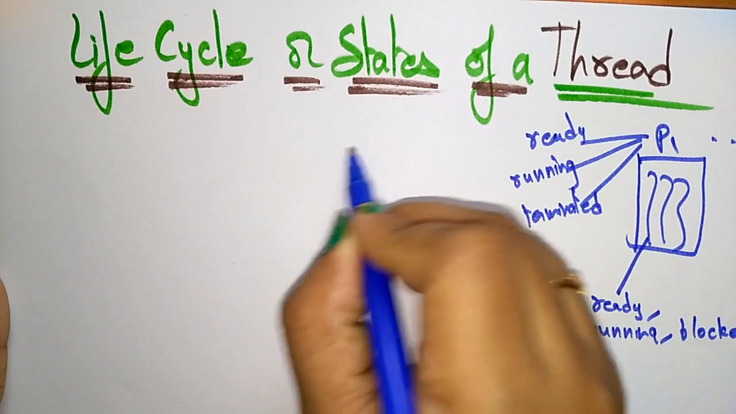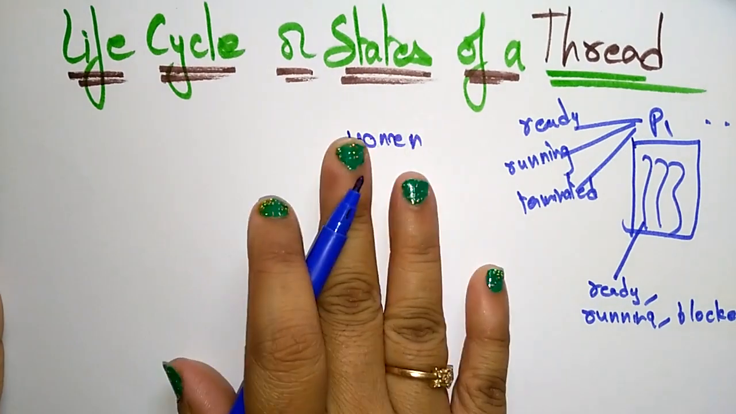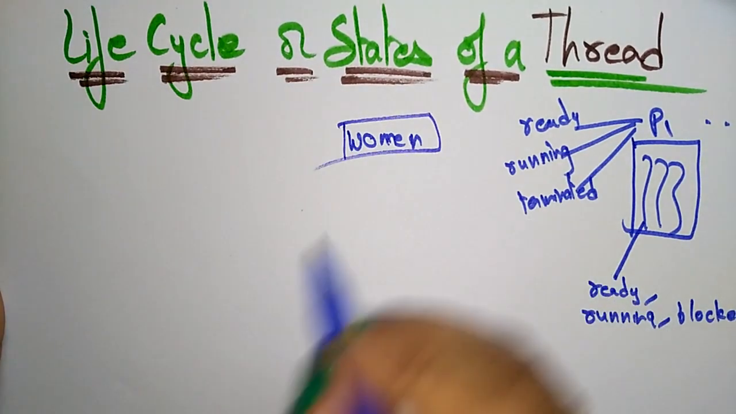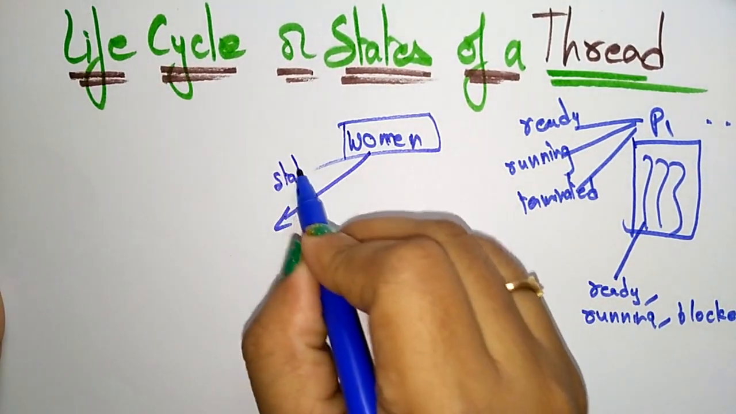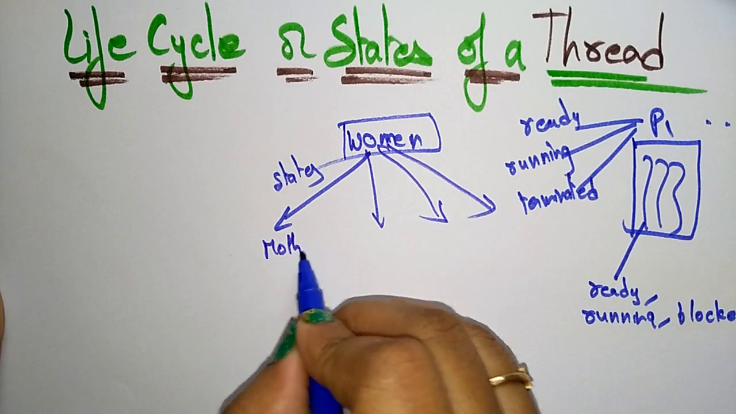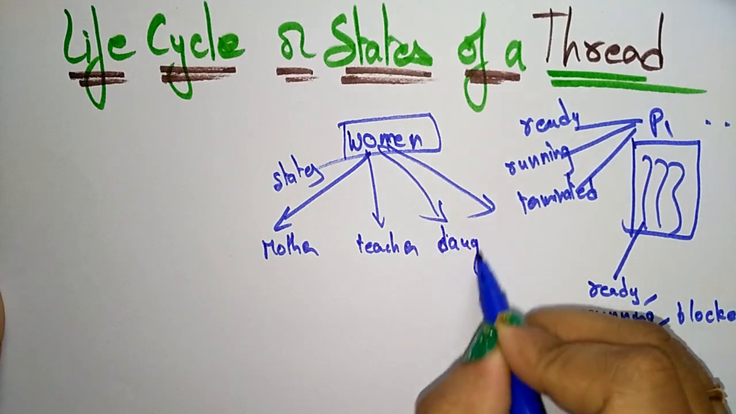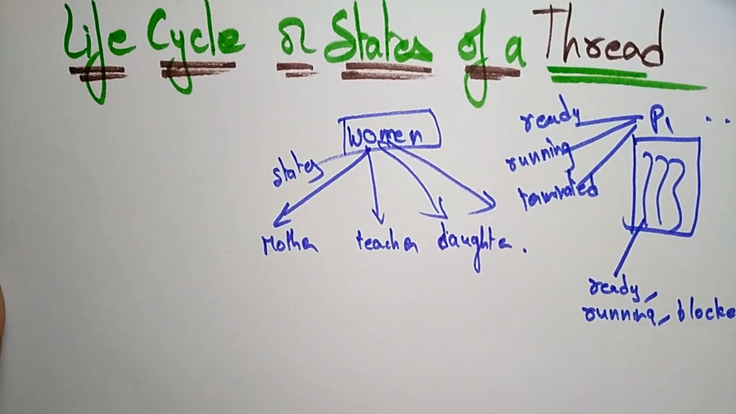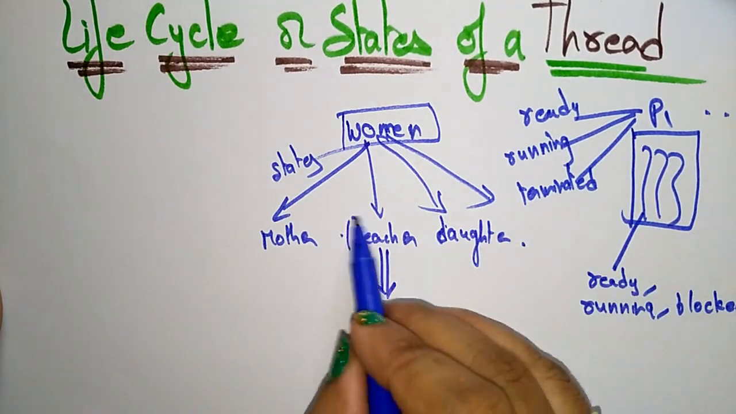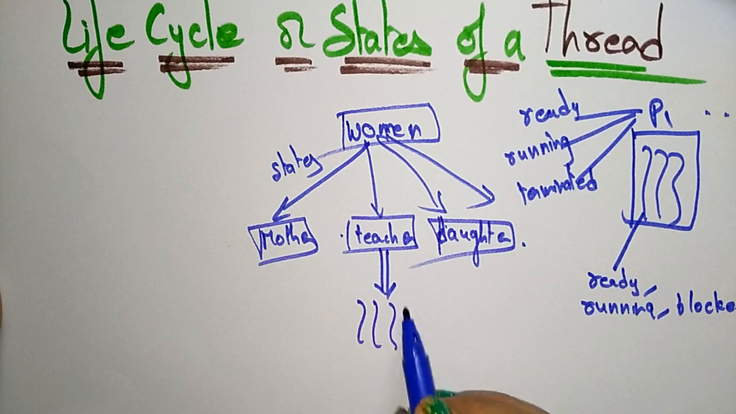This is a general example I'm explaining, so don't be confused and don't write this in the exam. I'm explaining it just for clarification. Suppose a woman is a process. The woman can change her states. I can act like a mother, a teacher, a daughter. My roles are changing, my states are changing. Each of these is one process, and within each process you have threads.